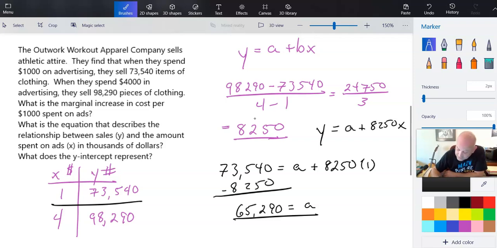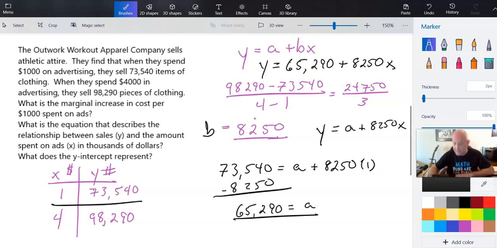So now, let's see, where can I put this? I need somewhere where there's room. I'll just write it up here. So now we have all the pieces. We know what B is and we know what A is. So the final equation is y is equal to 65,290, right, plus 8,250 times x.